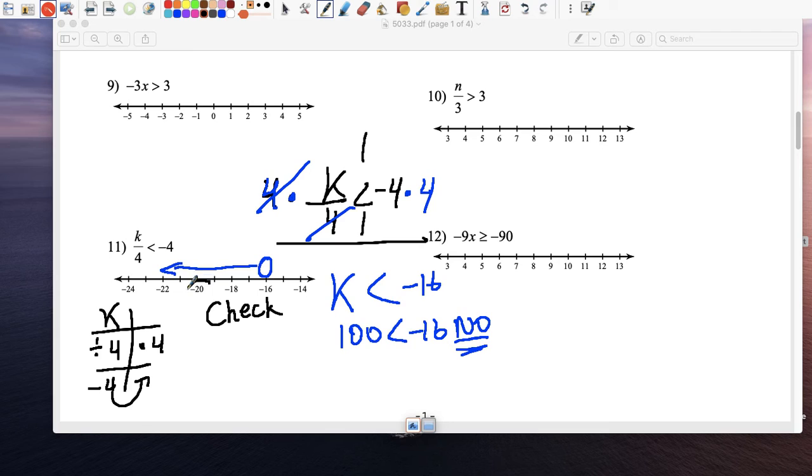Let's pick negative 20. Okay, so k equals negative 20. So we're going to go negative 20 divided by 4 less than negative 4. Right, substitute. So negative 20 divided by 4 is negative 5. Is negative 5 less than negative 4?